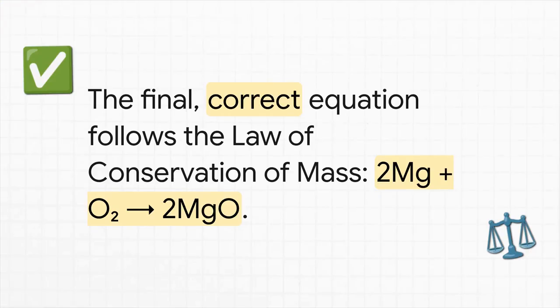And voila! Here is the solution. This is the final correct balanced chemical equation. See those big numbers we added in front? The 2 in front of Mg and the 2 in front of MgO? Those are called coefficients, and they are the secret to getting this whole thing balanced.